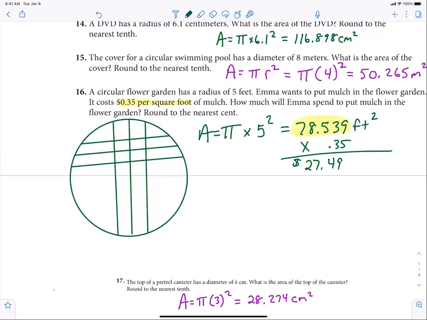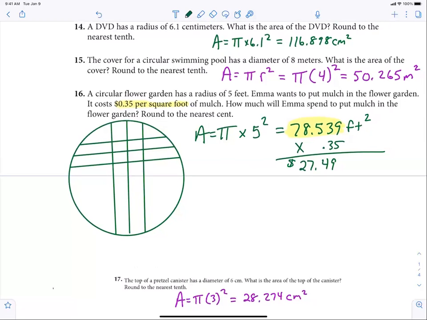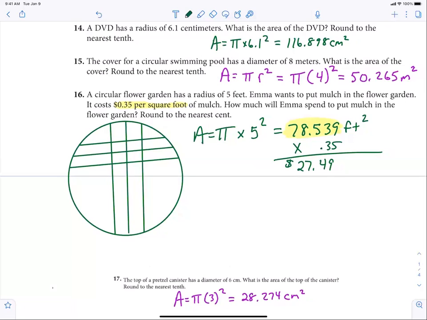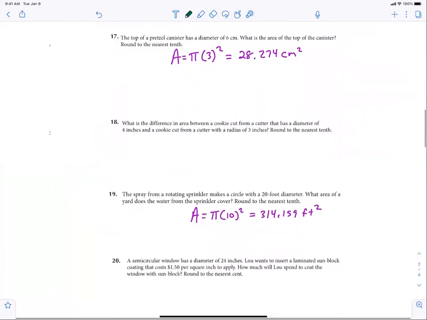Now, Allie, do you understand what I was saying? That's all it is. You're counting squares, and each square costs 35 cents. I'm pretty happy with that. It's not a big deal. That's why you show your work. So let's do 18.